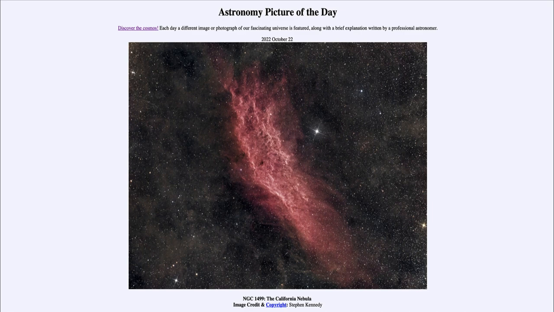Now, this is an example of an emission nebula, and it is made primarily of hydrogen gas. And when that hydrogen gas is excited by a hot star, possibly this star right off to the right of the nebula, the relatively bright star there, that star produces a lot of ultraviolet radiation, which is good at stripping electrons off of the hydrogen gas.